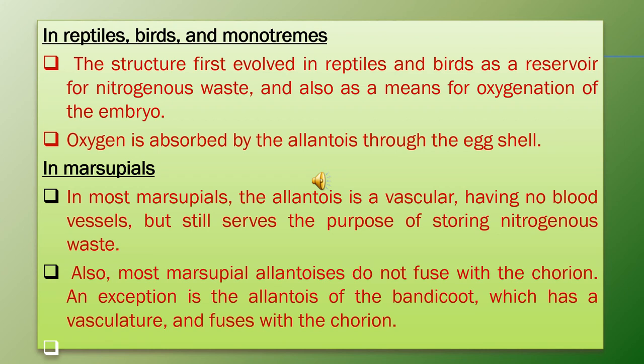In reptiles, birds, and monotremes, the structure first evolved in reptiles and birds as a reservoir for nitrogenous waste and also as a means for oxygenation of the embryo. The oxygen is absorbed by the allantois through the eggshell. In most marsupials, the allantois is avascular, having no blood vessels, but still serves the purpose of storing nitrogenous waste. Also, most marsupial allantoises do not fuse with the chorion. An exception is the allantois of the bandicoot, which has a vasculature and fuses with the chorion.